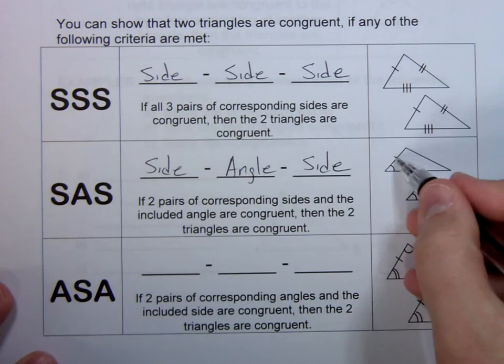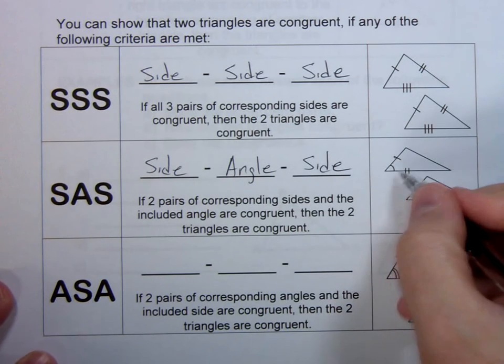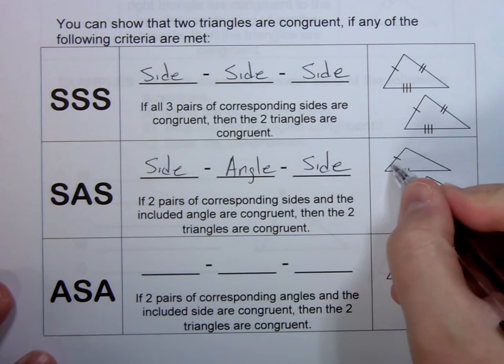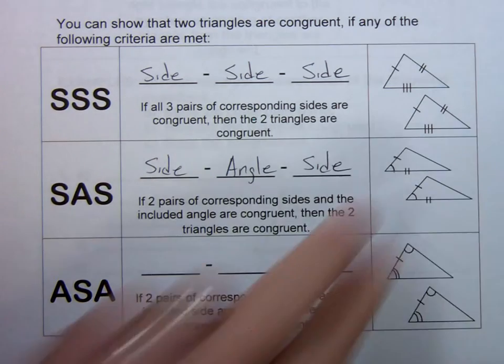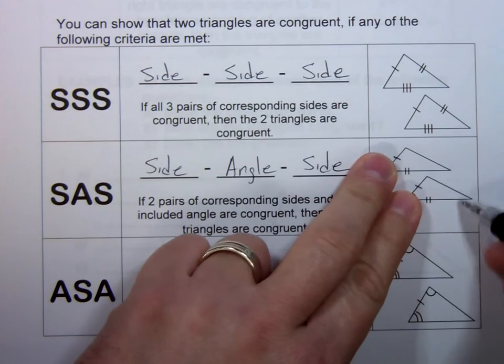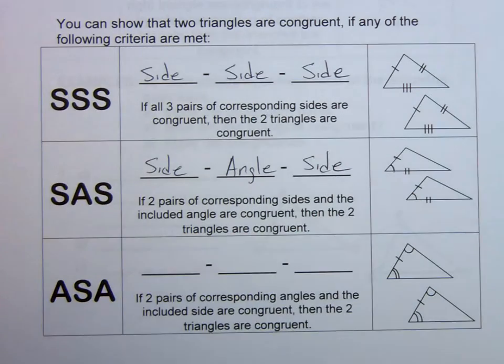So notice in the picture, these sides are congruent, these sides are congruent. It has to be the angle between those sides, the included angle. It has to be those pair of angles that are congruent. If we didn't know these angles were congruent and we had some other pair of angles congruent, that would not work. The order here is important. The angle has to be between the sides. It's got to be the included angles that are congruent.